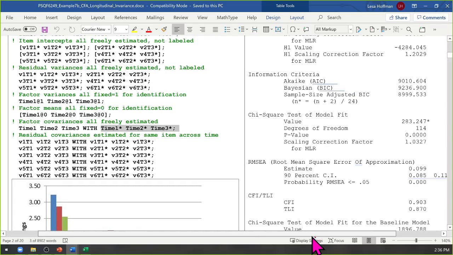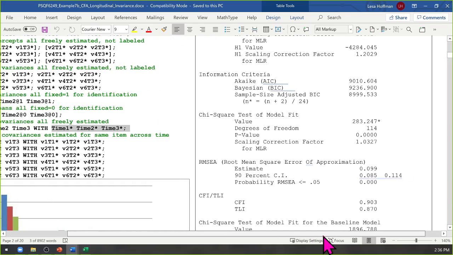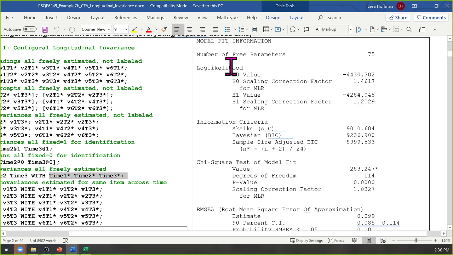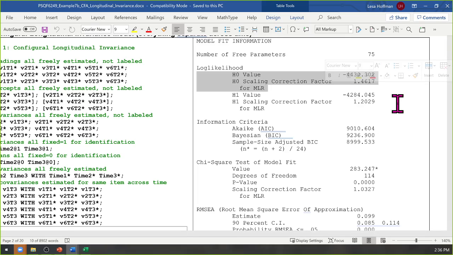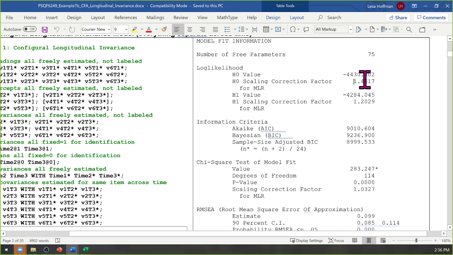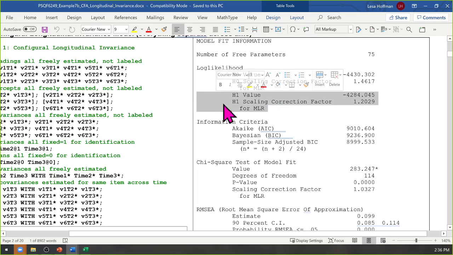All right, so let's see how this puppy fits. So we're estimating 75 parameters in total. I've got my H0 model. That's me, right? I am the H0. You'll never forget that. So this is how tall my model is. Note the scaling factor of 1.4. Each of these items probably has a great deal of skewness to it. H1, that is how tall the perfect model is.